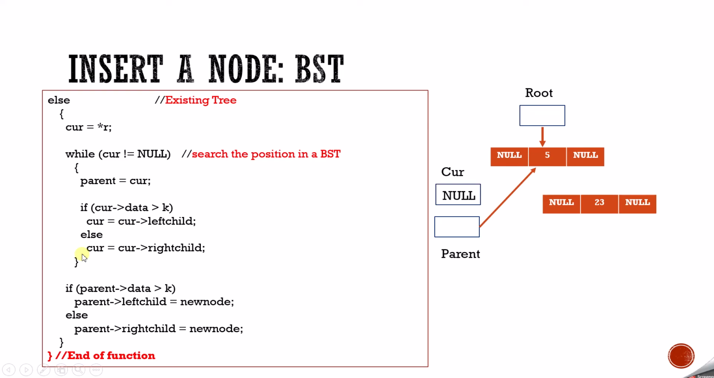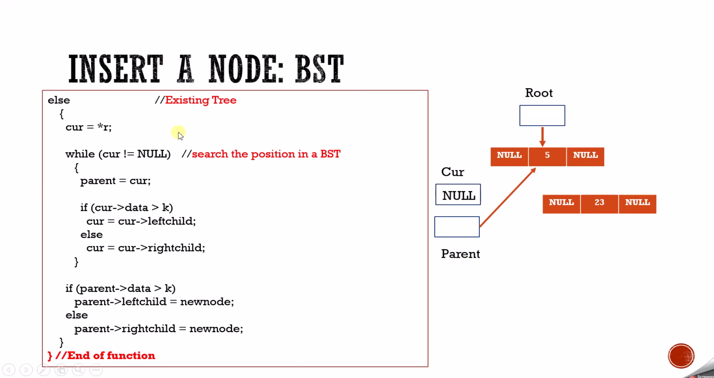We'll assign null to that car, because we are taking the content of car arrow right child. So car has now become null. It means my traversal is over. There is no node at the right hand side of the tree. But parent is still pointing to my root node, which is actually my target node for attaching my new node, that is the node labeled 23.